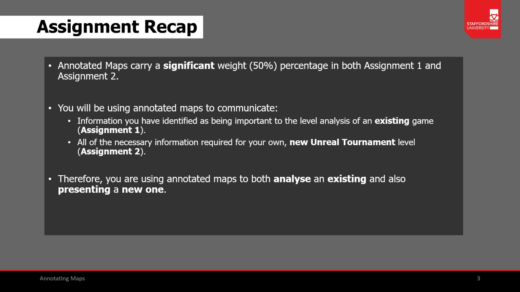So for assignment 1, you're going to be using your maps to provide information that you've identified as being important to the level analysis of an existing game. So you're pulling out important aspects of a level that you've analysed. For assignment 2, what you're going to be doing is communicating key information about your Unreal Tournament design. So a brand new level that you've made up, and you need to share with us all the aspects of the design, and you'll do that using these annotated maps partly. So basically you're using these maps to both analyse an existing and also present a new design.